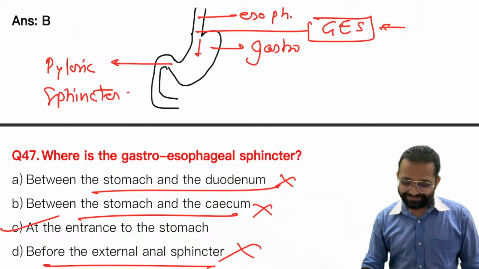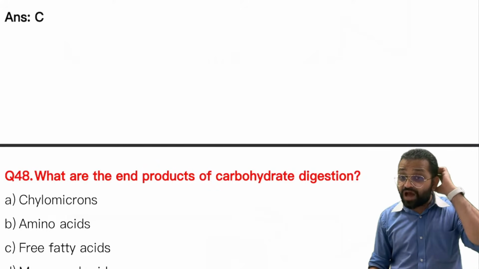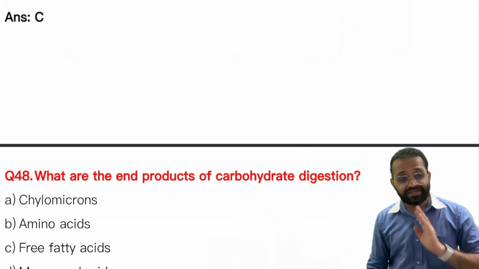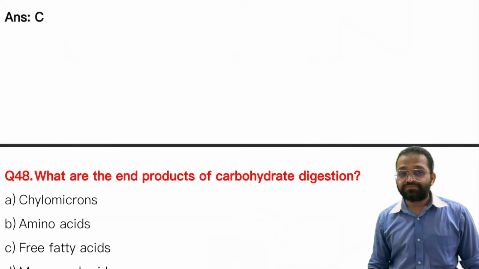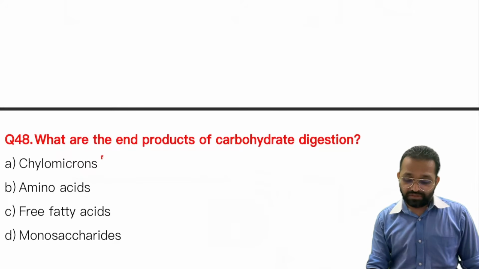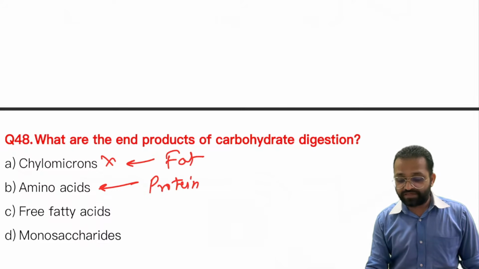You are right. Next, what are the end products of carbohydrate digestion? Again, can you tell me what are the end products of carbohydrate digestion? Chylomicron? Never, sir. Amino acid is the end product of protein. Sir, chylomicrons are the end product of fat.